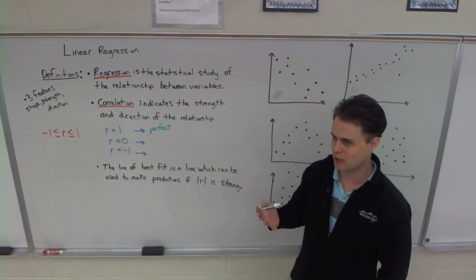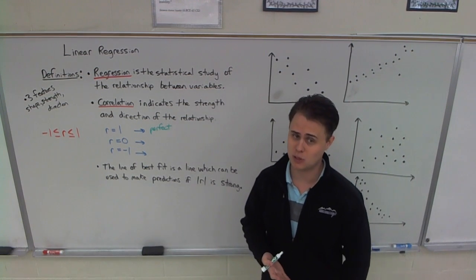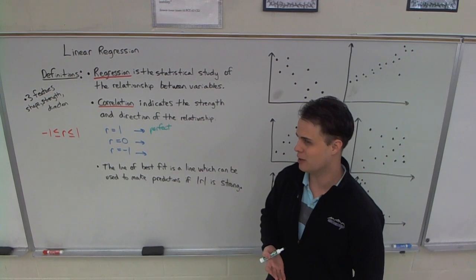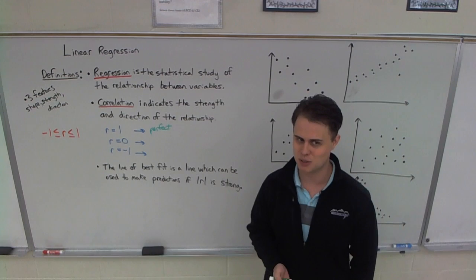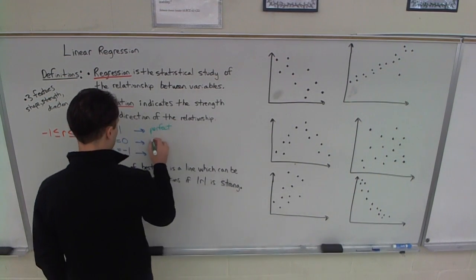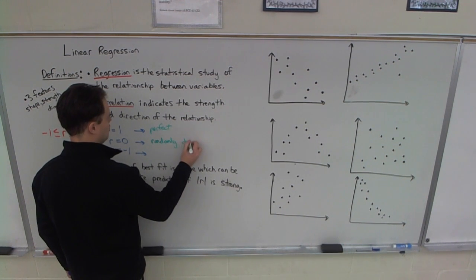That's for more advanced classes. But for my AP Stats students, if you stick around in the class, you'll see some questions where R equals 0 might not mean a random scattering. It might just mean something about not being a line. We'll see some questions like that eventually. Okay, so here we're going to say the points are pretty much randomly distributed.